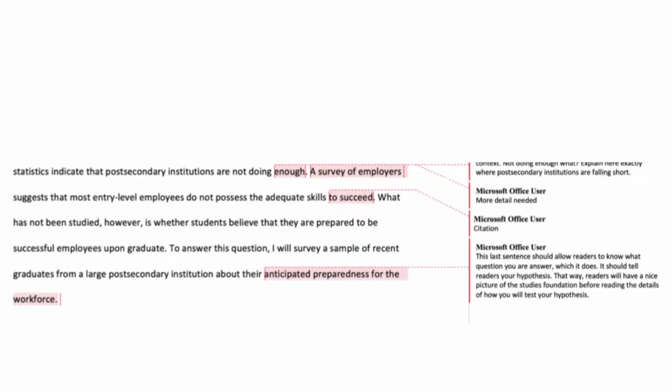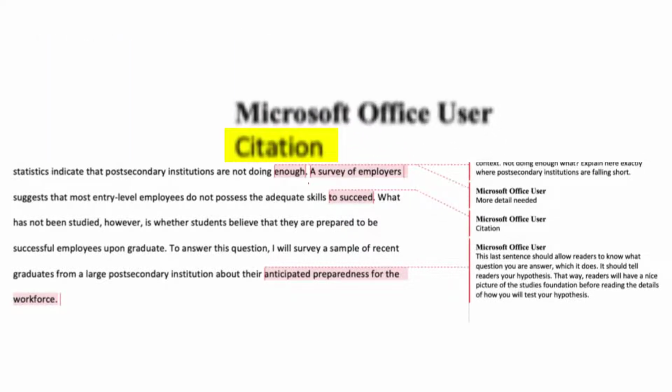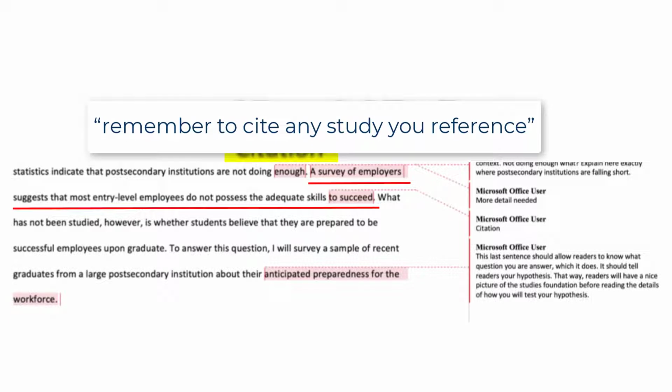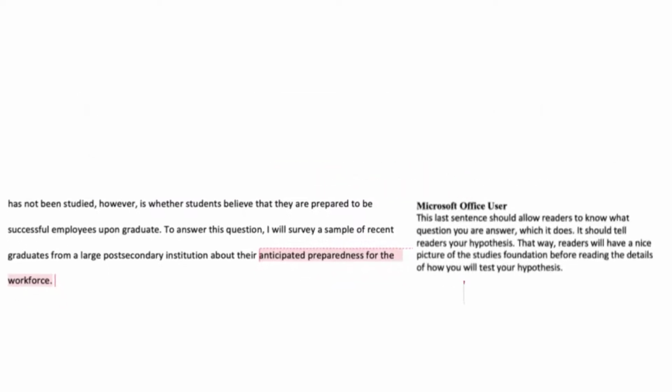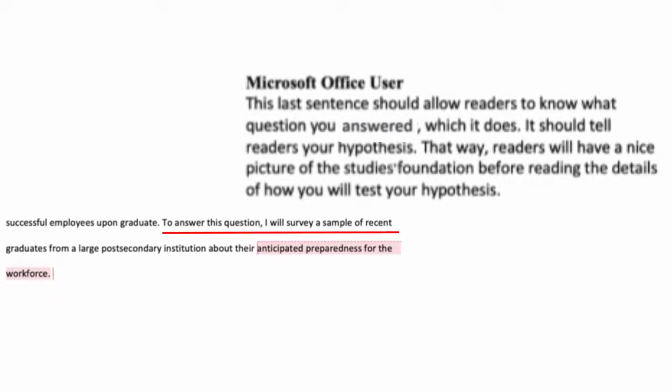While it's clear that the feedback "citation" is asking for the student to cite the survey, asking that with a more open tone, such as, "Remember to cite any study you reference," fosters a safe learning environment where students can receive critical feedback. The last piece of feedback reads well and is direct enough for students to clearly identify the next step they need to take.